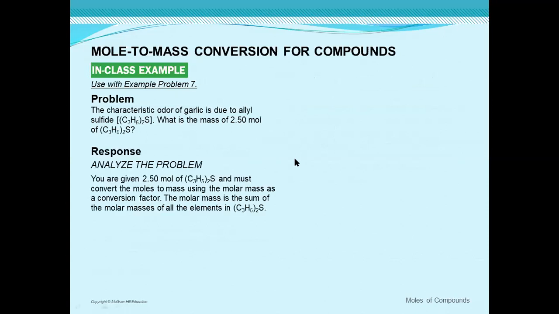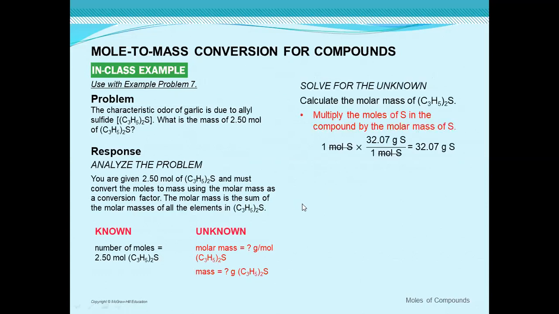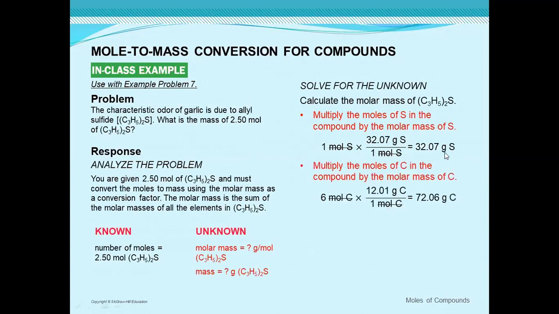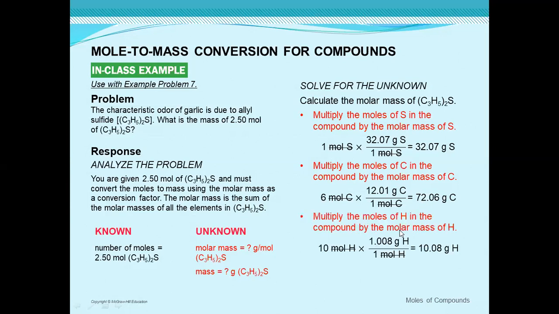In this example, which we also studied before, what is the molar mass? And this is a mass. To get the mass, multiply the number of moles times the molar mass, in grams. So 6 moles of carbon times 12, the atomic mass of carbon, equals 72.06 grams of carbon.